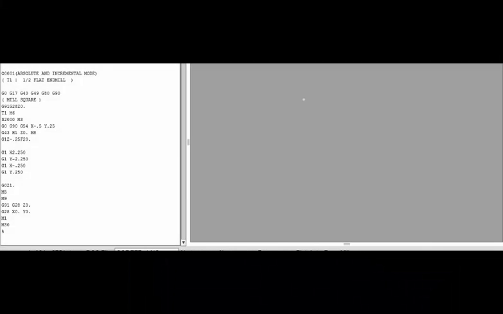Hello and welcome back to lesson 9 of basic CNC programming. In this video we're going to be talking about the absolute and incremental mode that is used inside of a CNC program. Now if we take a look at this program and watch the simulator run, we see that we're just milling a 2x2 inch square.